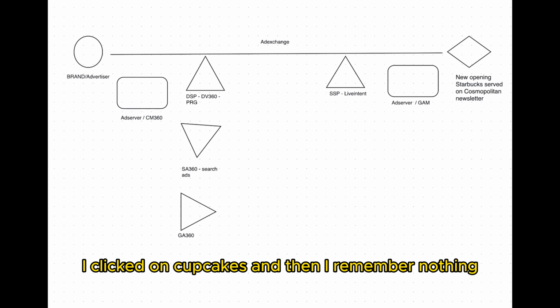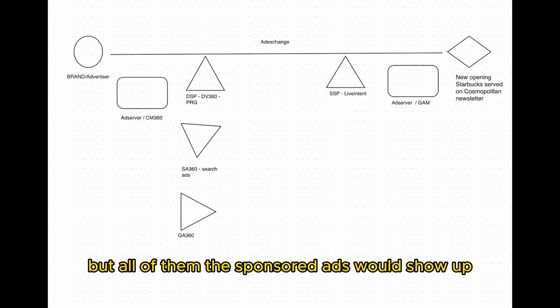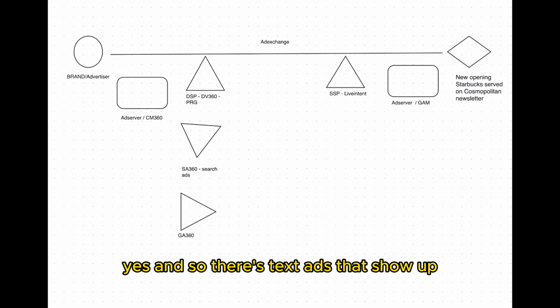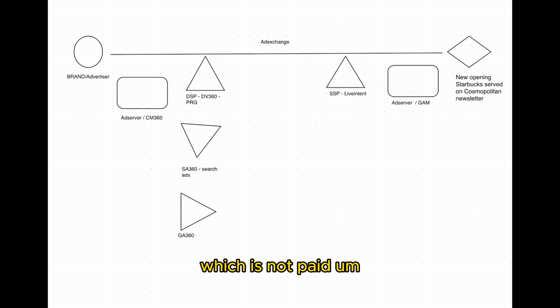So I clicked on cupcakes. Oh, and then the sponsored ads would show up? Yes, and so there's text ads that show up, paid ads, they call paid text ads. And so maybe the top 5 slots are ads. Sometimes it's just 1, sometimes it's just 3, depending on your keyword search. And then right after those slots, it'll have the organic results, which is not paid. Right. And so the organic results are usually what people click on, unless the paid ad is more helpful.